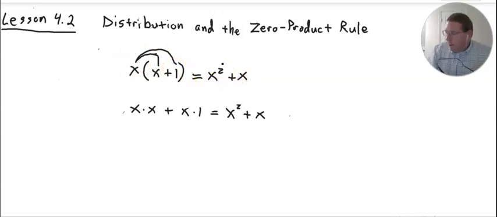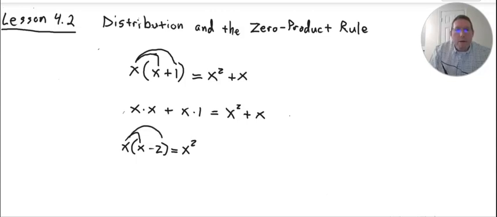So let's do another example. How about x times x minus 2? X times x minus 2. And here's what we're going to do. So we're going to do x times x, which is x squared, and now x times negative 2 is negative 2x. And so our final answer is x squared minus 2x.